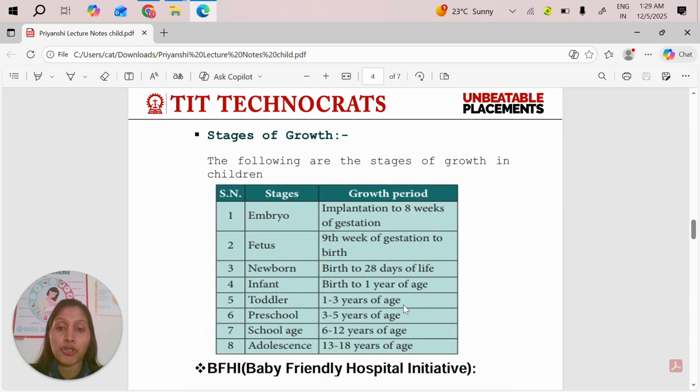Then next is newborn. Newborn is birth to 28 days of life. Newborn is also called neonate. Then infant is birth to 1 year of age, then toddler 1 to 3 years of age, then preschool 3 to 5 years of age, then school age 6 to 12 years of age, then adolescence 13 to 18 years of age. Okay, these are the stages of growth in children, the different stages and their names.